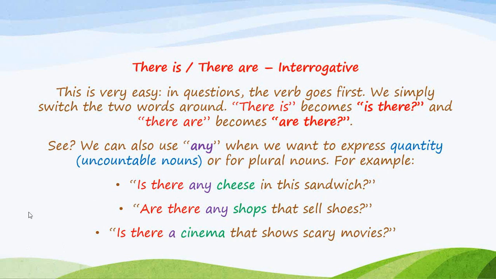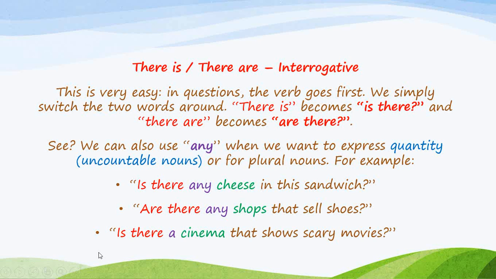In the second sentence, in the second question, we have, are there any shops that sell shoes? We are using the word any because we're talking about a plural noun that in this case is shops. And we're switching the verb to be and the word there as we read here in the explanation. Are there any shops that sell shoes?